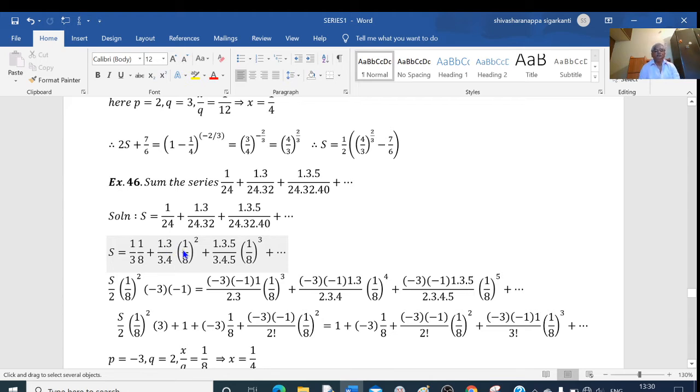For that, to get 1 by 8 square, I will multiply the complete equation by 1 by 8 square. Then this becomes to the power of 5, this becomes to the power of 4, this becomes to the power of 3. So we have to multiply this by 1 by 8 square. First I will divide this by 2 and I will multiply this by 1 by 8 square. And what about these terms here?